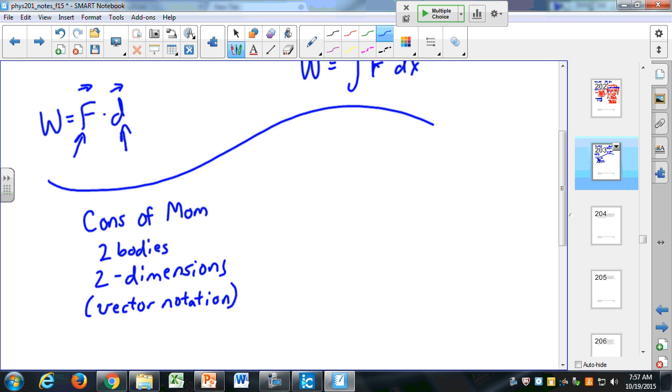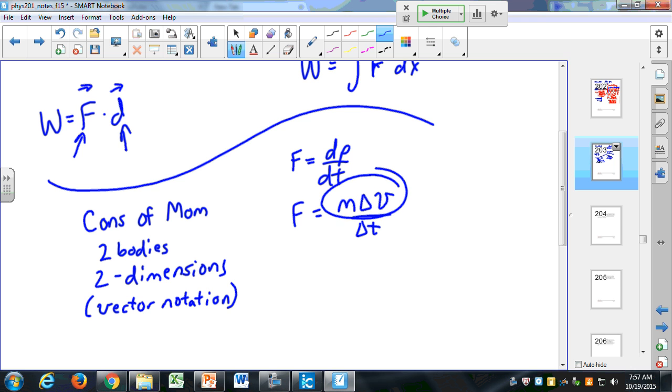You also have Newton's second law, F is dp dt. If I have a change in momentum, m delta v over delta t, it means that a force is acting. We worked through a problem like the car colliding into the wall. If you have the collision time and you know the change in velocity, then you can figure out the force imparted to that object. You also need to know the difference between elastic and inelastic.